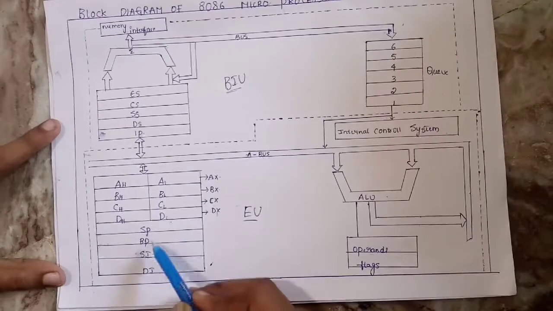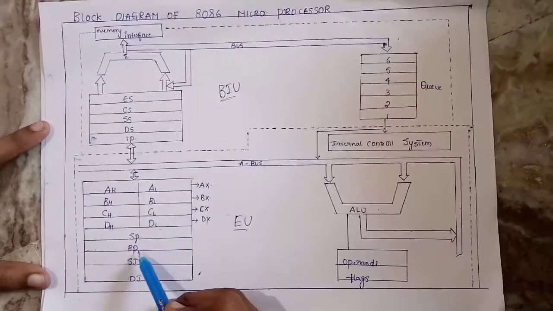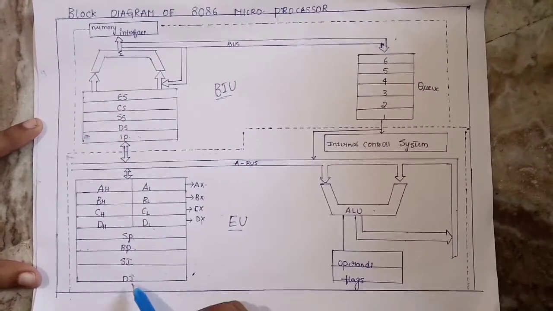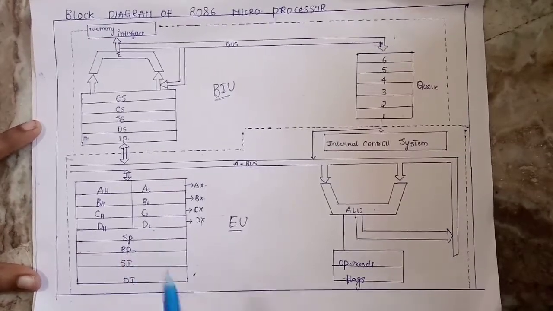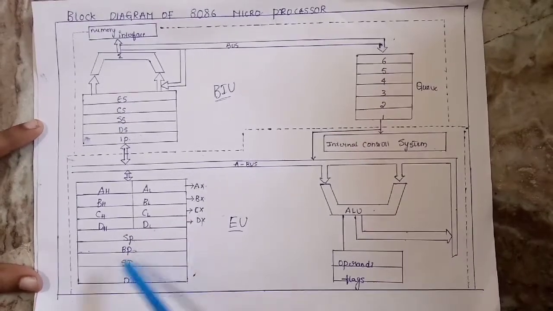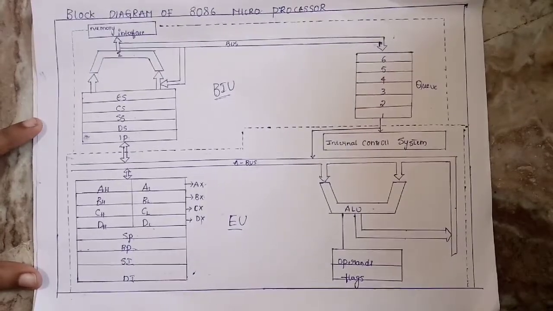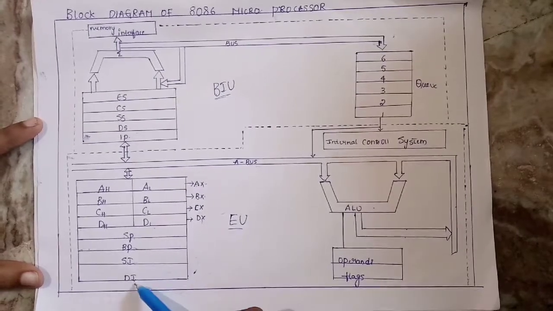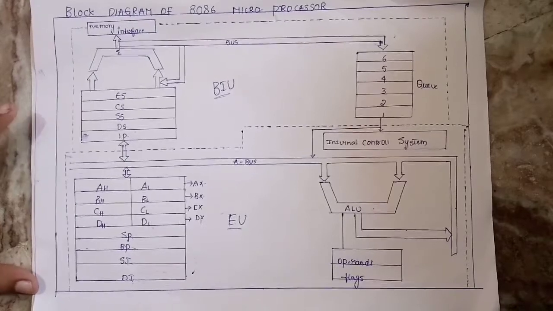Here we have four special registers. SP is called the stack pointer, BP is the base pointer, and then the source index register and destination index register. SP and BP are called pointer registers, and SI and DI are called index registers. The pointer registers are used to store the offset address of the data elements which are stored in the stack segment, and SI and DI are used in array processing and string operations.